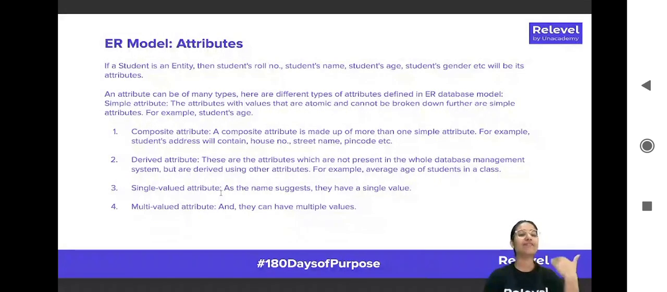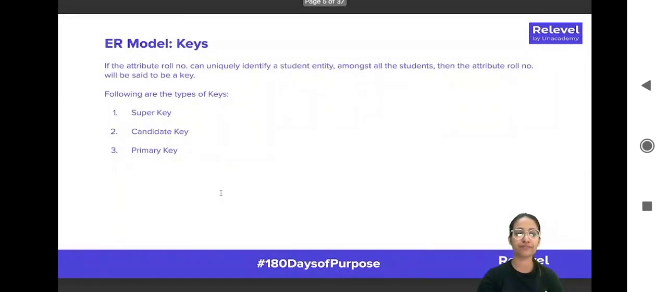Then we have multi-valued attributes, right? As in, they can have multiple values over here. For example, if let's say you are storing the phone number of a student, a student can have multiple phone numbers. So an attribute can have multiple values associated with it. So that's known as a multi-valued attribute. Single valued when it just has a single value. Multi-valued is when it has multiple values available with it.